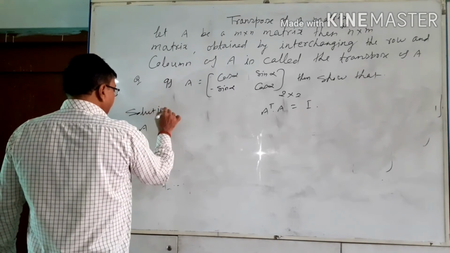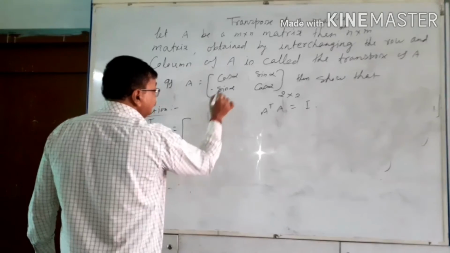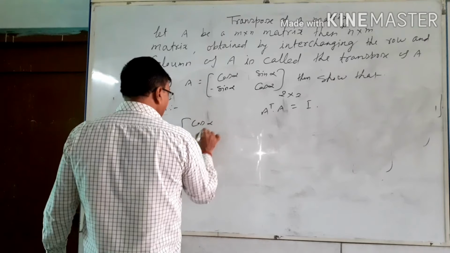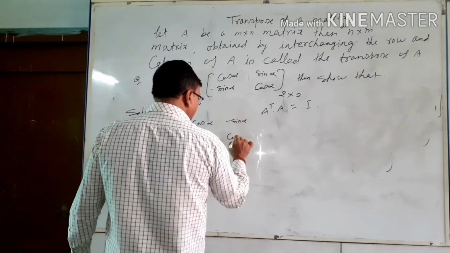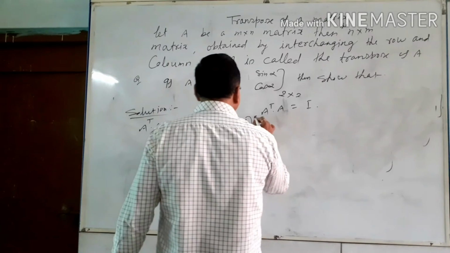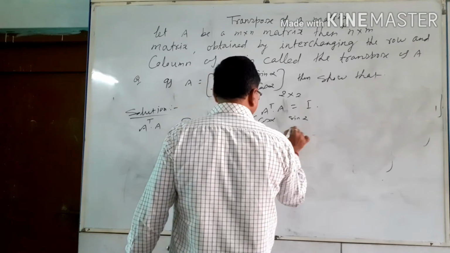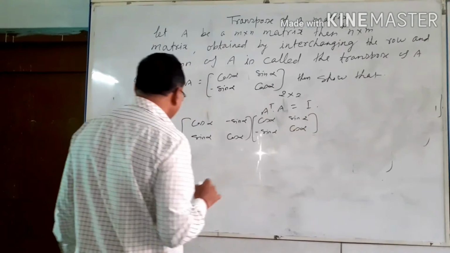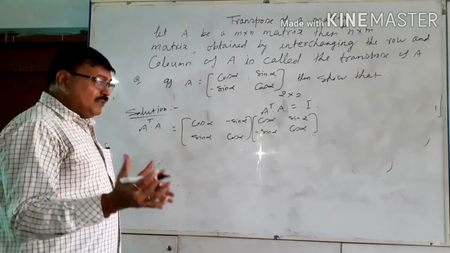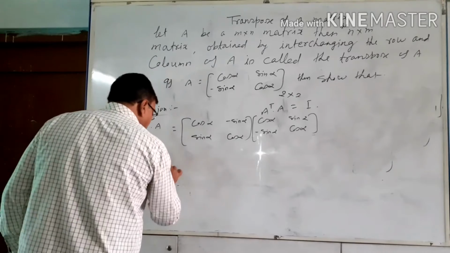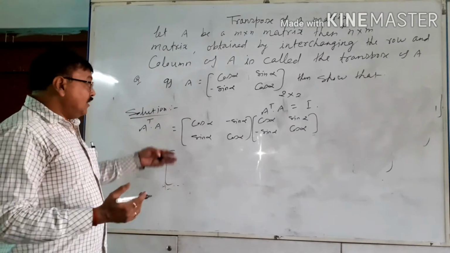A transpose into A. A transpose is cos alpha, minus sin alpha, sin alpha, cos alpha; we just have to change the signs of the off-diagonal entries. And A is cos alpha, sin alpha, minus sin alpha, cos alpha. So we have to multiply them. Multiplication is possible and very easy; it has been discussed in earlier classes.